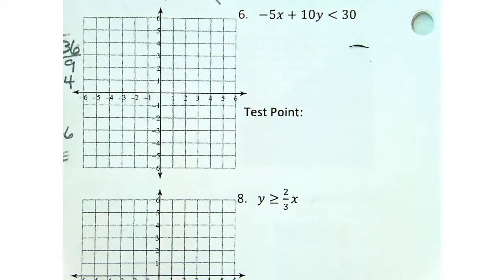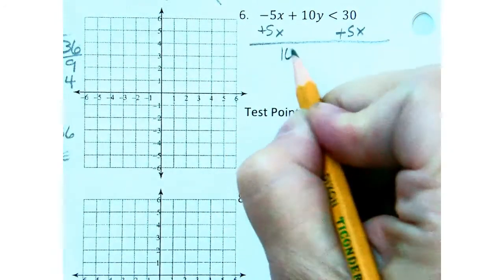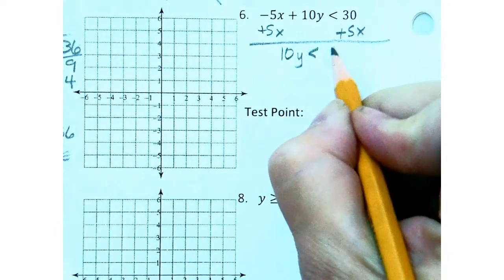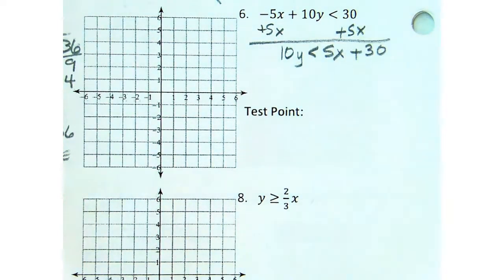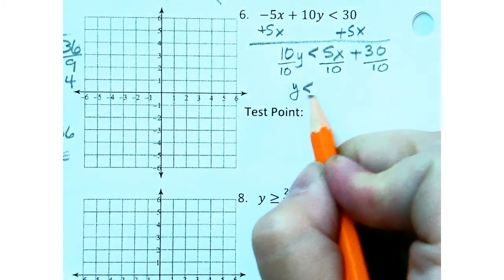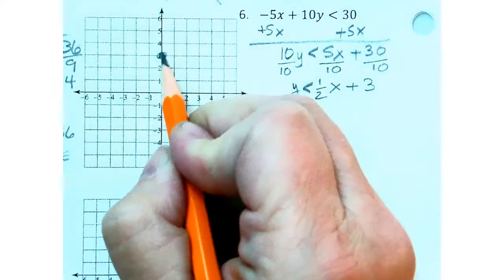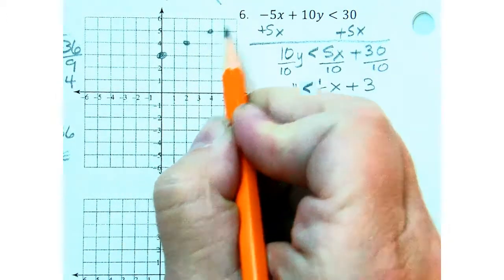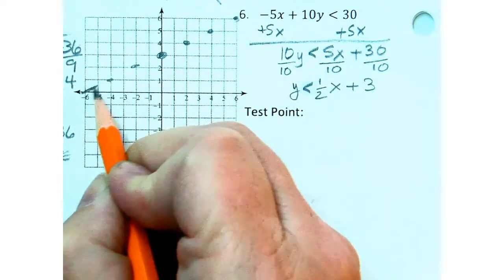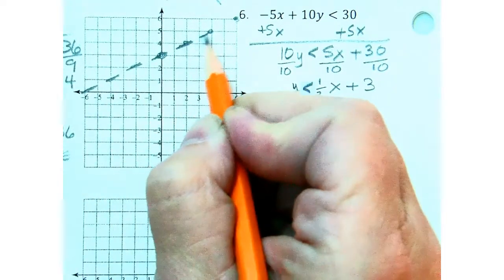Begin by converting the equation into slope-intercept form. Add 5x to both sides of the inequality. This gives us 10y is less than 5x plus 30. Now divide both sides by 10. This gives us y is less than 1/2 x plus 3. The y-intercept is 3. The slope is up 1, to the right 2. This will be a dotted line since the inequality does not include an or equals symbol underneath it.